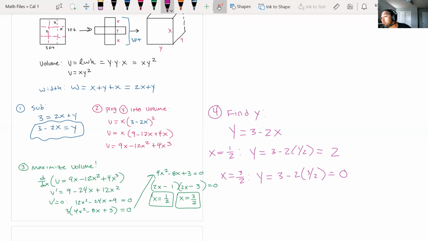So can we actually have a length of 0? No. So this one's out, this one checks out. So this means that if x is 1/2, y is 2, and I think all we have left to do is find volume.